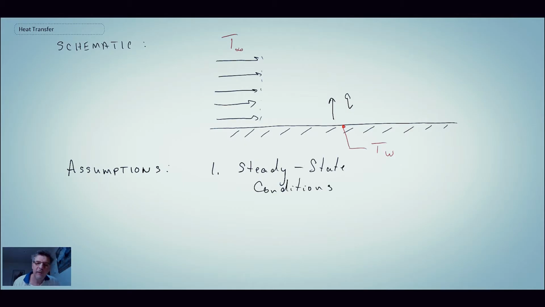Assumptions that we're going to make in solving this. We're going to assume that we have steady state conditions. What does that imply? That means that the wall temperature is not changing with time, nor is the free stream temperature of the fluid or the velocity of the fluid coming over it. So we have steady state.